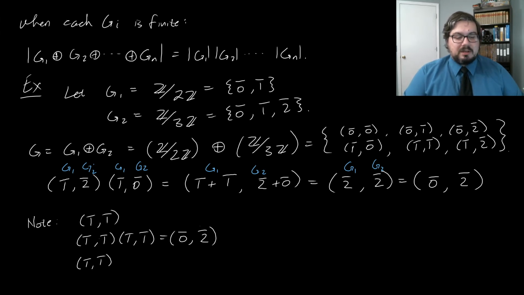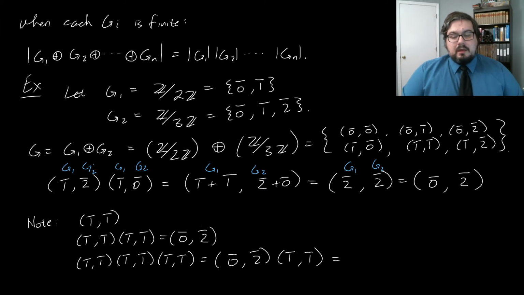And then if we take (1 bar, 1 bar) times (1 bar, 1 bar) times (1 bar, 1 bar), that gives us (0 bar, 2 bar) times (1 bar, 1 bar), just grouping the first two terms together by the previous line's computation. And adding these, we'll get (1 bar, 0 bar). We can go through this repeatedly, and what you'll find is that we can actually work it out from here.